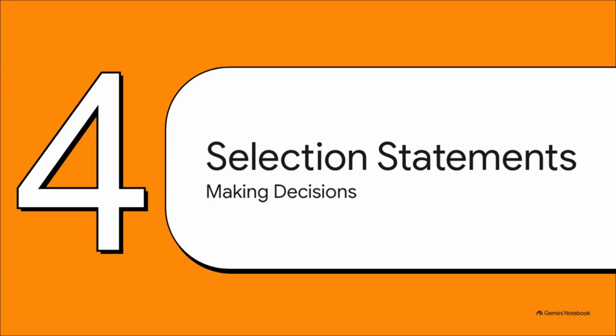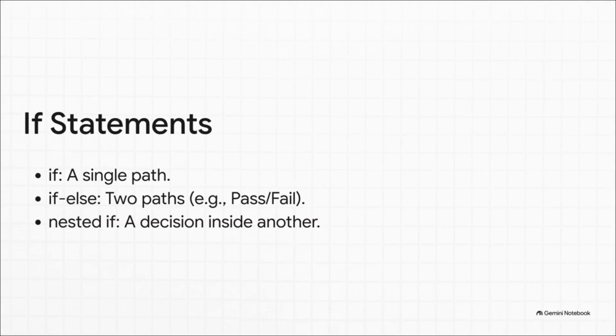Section 4. Selection Statements. It's time to make some decisions. Next up, we need our code to actually make decisions based on the exact mark the user just entered. Selection statements let your program choose a specific path. It boils your logic down to simple yes or no branches. A plain if statement gives you one single path. An if-else statement gives you a fork in the road. For instance, if the mark is 60 or above, print pass, else print fail. Pretty straightforward, right? And a nested if is just a decision inside another decision.